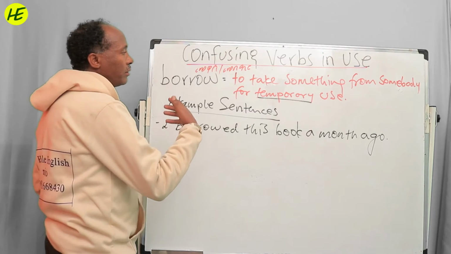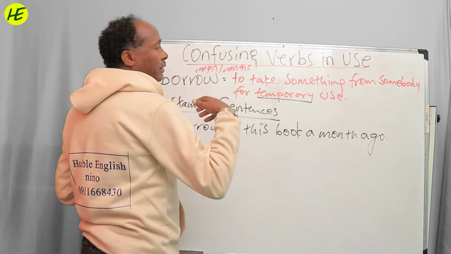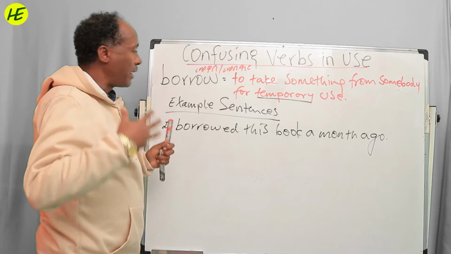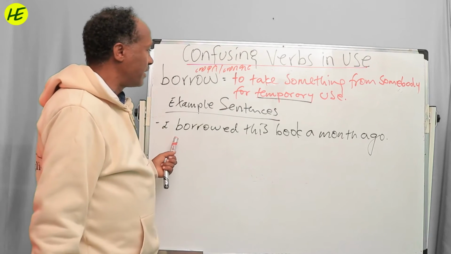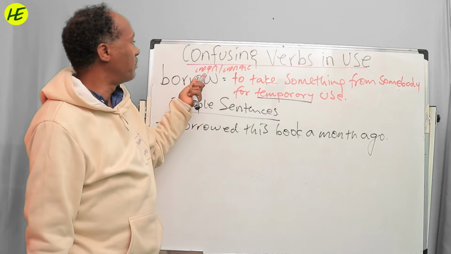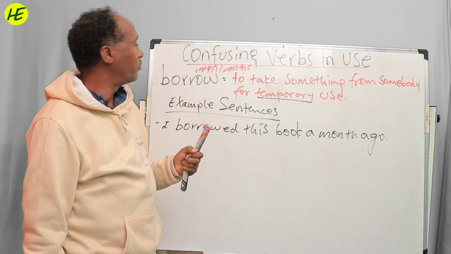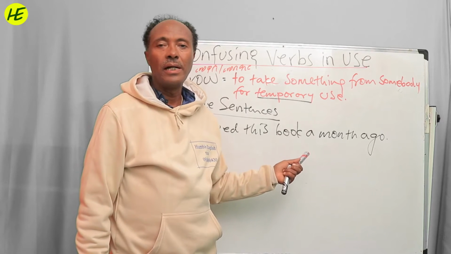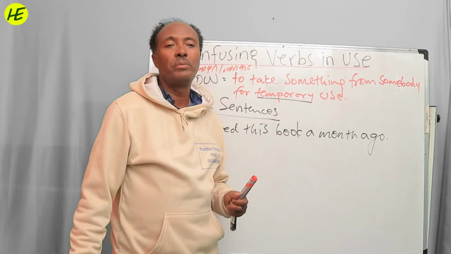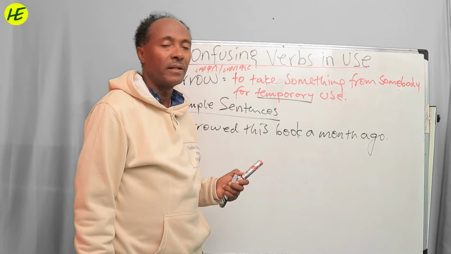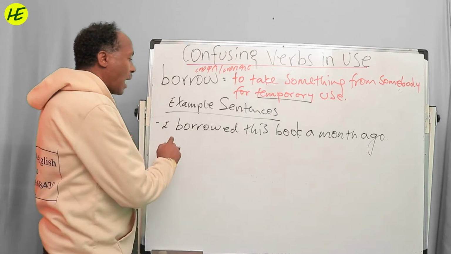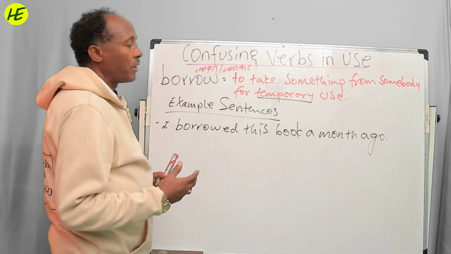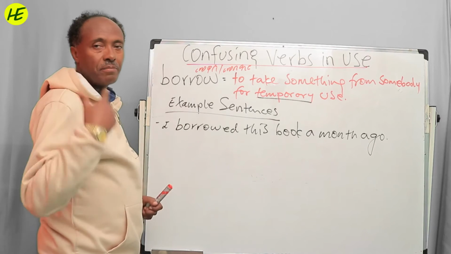Borrowed. So this is, you know, I took it for temporary use, and I know in my head I'll give it back. Okay? So check the example sentence here. I borrowed this book a month ago. From where? Could be from somebody or from the library. It doesn't matter the source anyway. So that's temporary. I'll read it, use it, and then take it back.